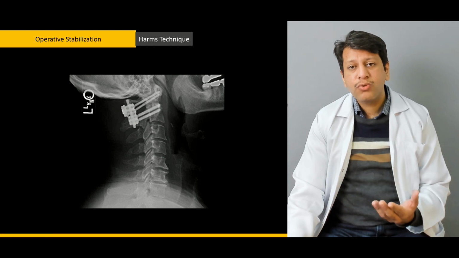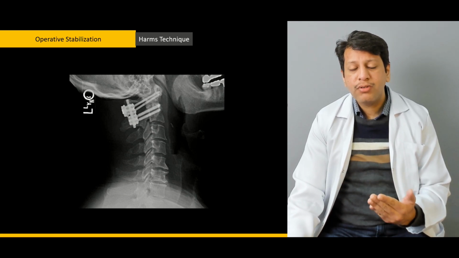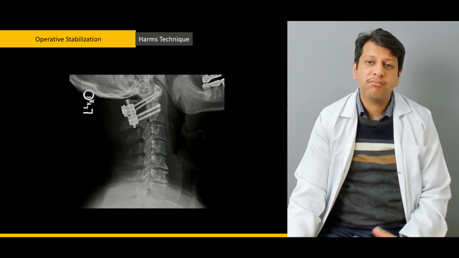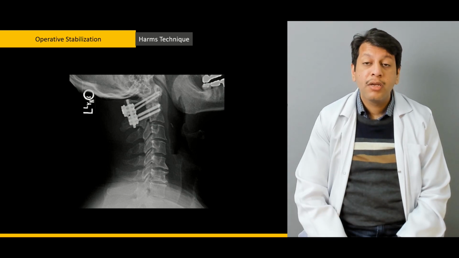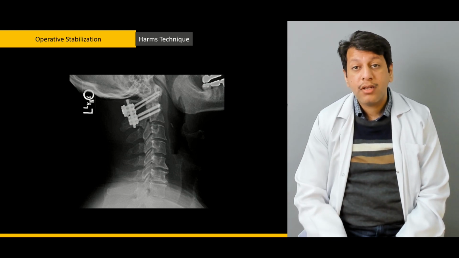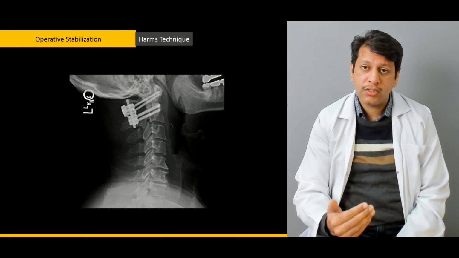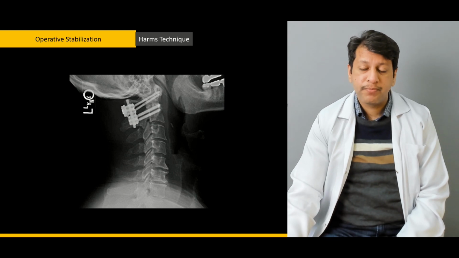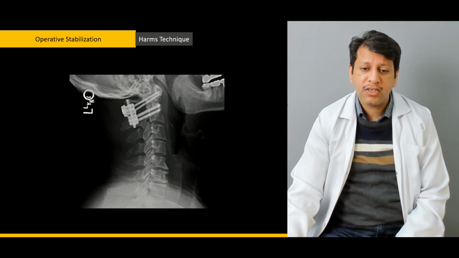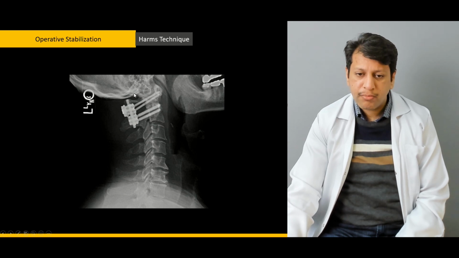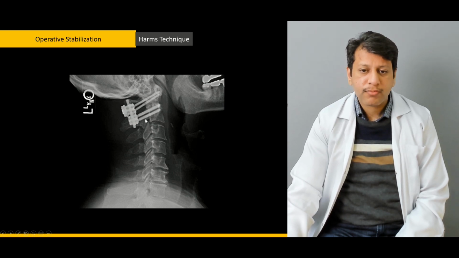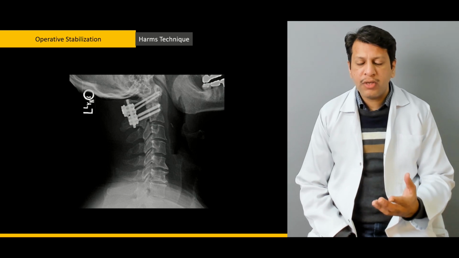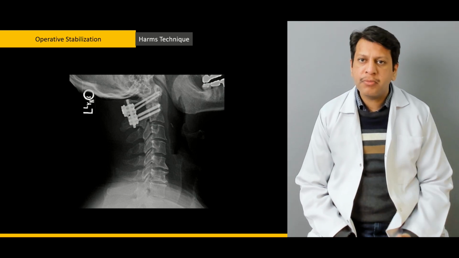Now, if it is isolated C1 to C2 subluxation, then we can go for Magerl or Harms technique. But if it is associated with basilar invagination, then you probably need to fix from occiput to C2 as well. That's another form of technique, in which they put a plate over here in the occiput and bring it all the way down to C2. Now we have covered the C1, C2 subluxation as well as the basilar invagination.